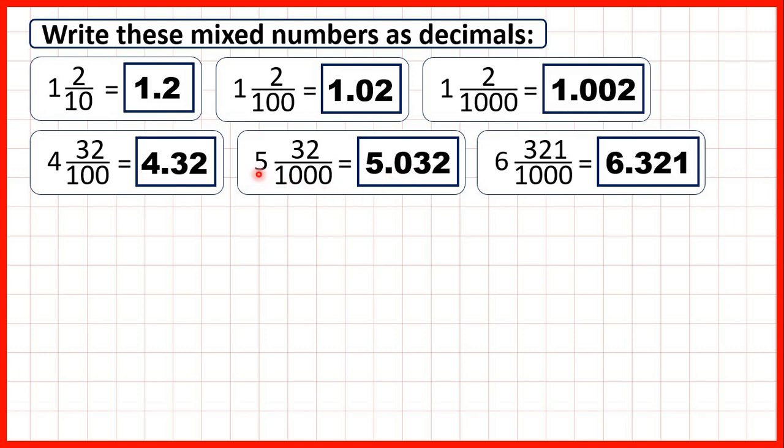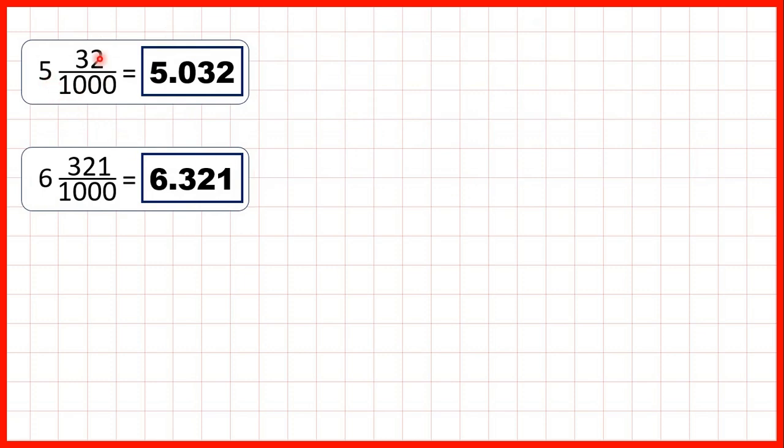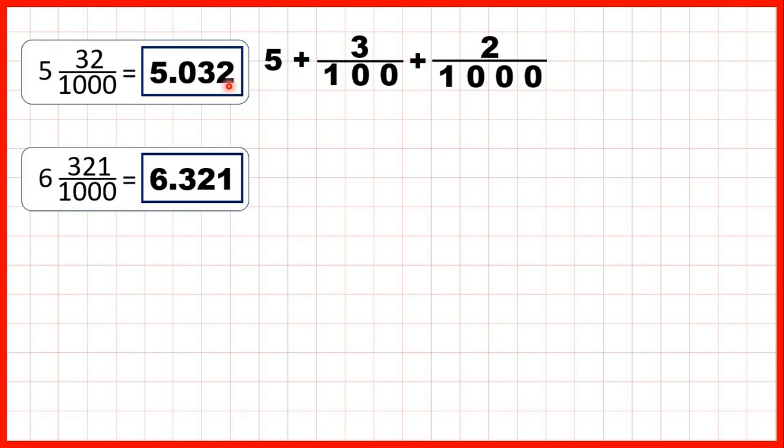Now let's take a closer look at these last 2 questions. We had 5 and 32 thousandths. That's 5.032. If we break down this number into its place values, we have 5 wholes, no tenths, 3 hundredths, and 2 thousandths. So how does that give us 5 and 32 thousandths? Well, the 5 stays the same, but 3 hundredths is equivalent to 30 thousandths.